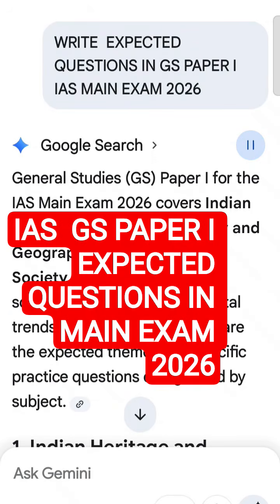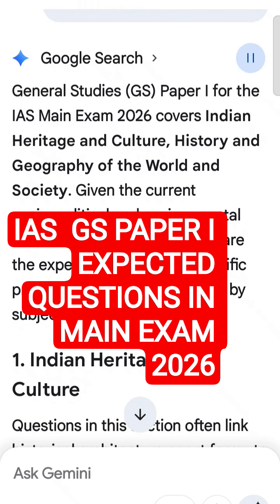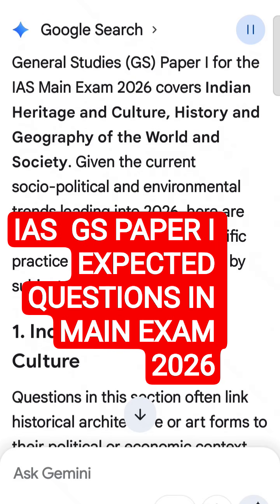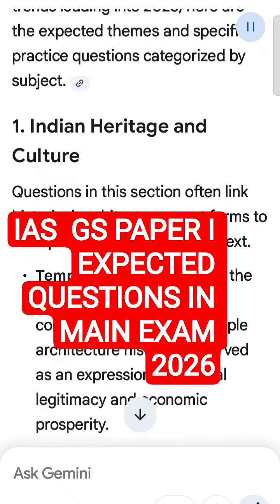General Studies, GS Paper 1 for the IAS Main Exam 2026 covers Indian heritage and culture, history and geography of the world and society. Given the current socio-political and environmental trends leading into 2026, here are the expected themes and specific practice questions categorized by subject. 1. Indian heritage and culture.